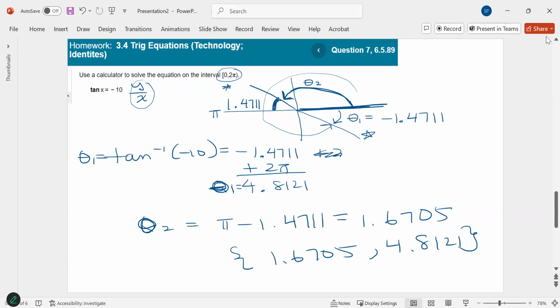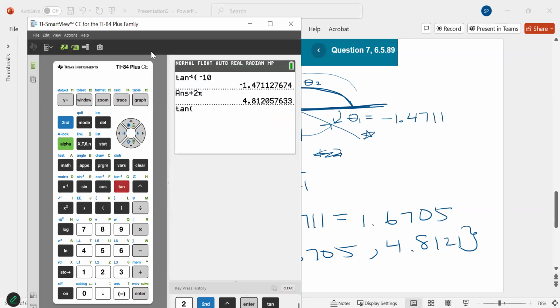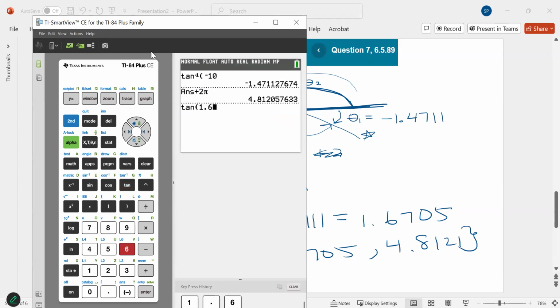Okay, how do you check? Again, you can plug into the calculator by typing in tangent of 1.6705 should give you close to negative 10 because we rounded, it's not exact. And then you can do tangent of 4.8121. That'll give you something close to negative 10.